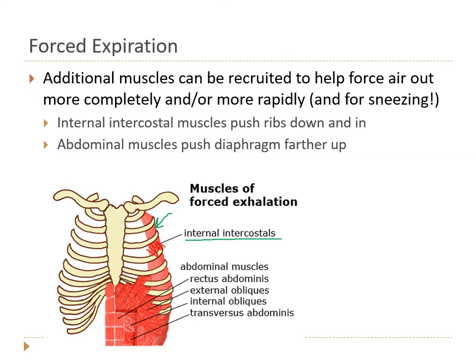You're also going to use your abdominal muscles. So remember your muscles of the abdominal wall. They help squeeze your abdominal cavity and push that diaphragm even further up into the thoracic cavity, therefore decreasing its size and pushing more air out.